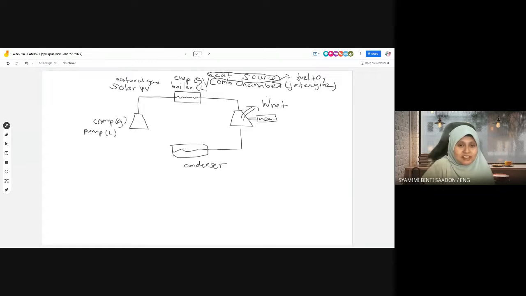This is the reservoir for the heat source: natural gas, solar PV, or any boiling water. That is the reservoir for the heat source. For cooling, to cool down the temperature of the working fluid and condense it, we need another thermal reservoir that we call a heat sink. The term used is heat sink. Normally this heat sink can be our environment. Our ambient environment is the heat sink.